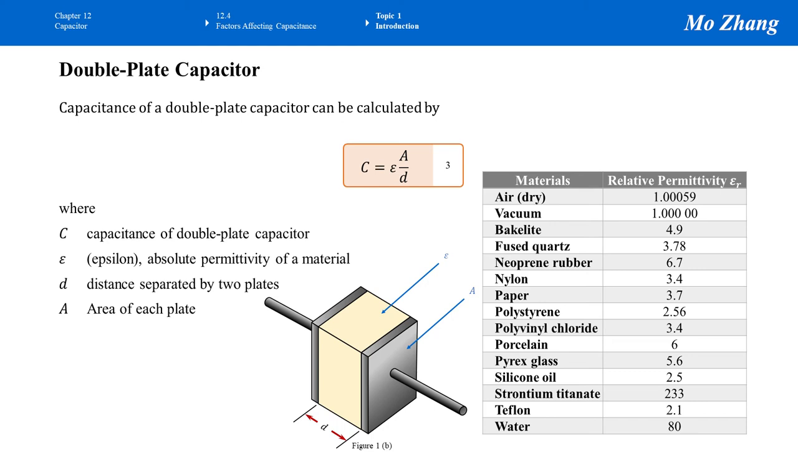But it is inversely proportional to the separation distance. The farther the two plates are separated, the less capacitance. The closer the plates are, the more charge can be stored. So it is inversely proportional to the distance. And this is the formula for finding the double plate capacitor's capacitance.